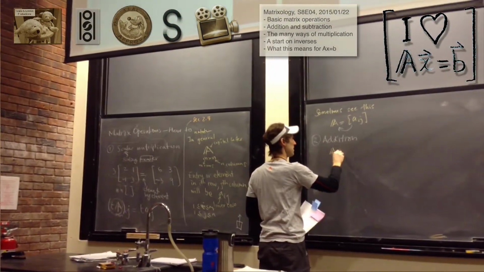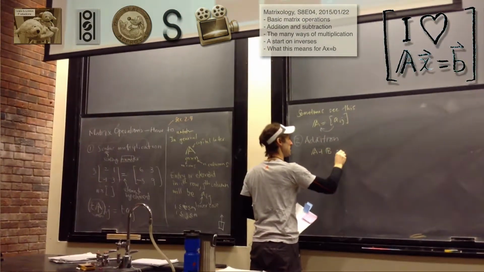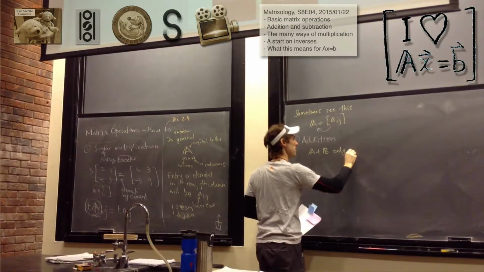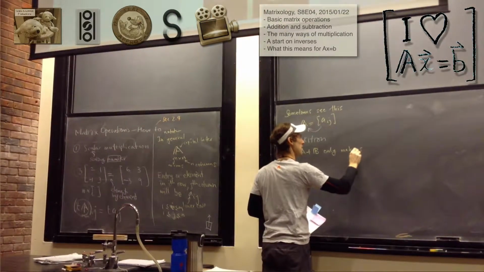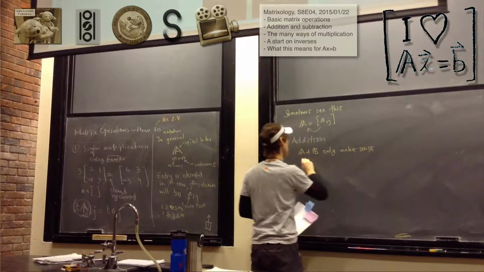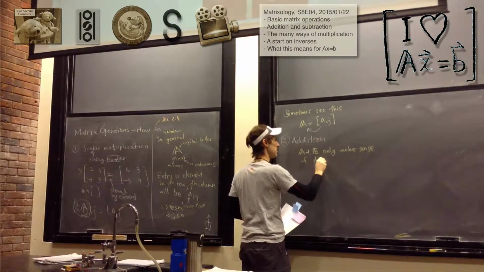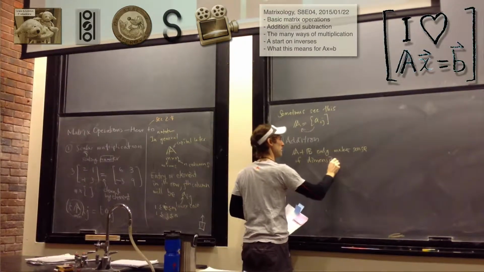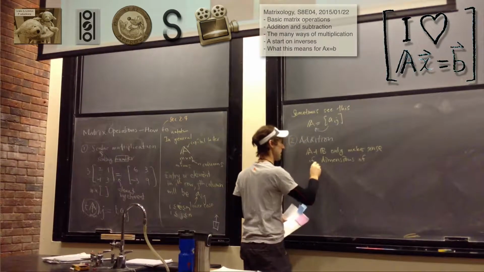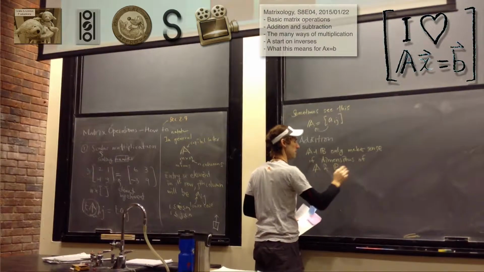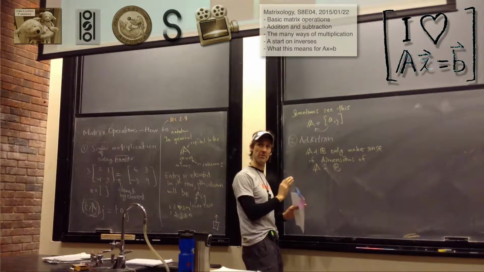Also exciting. I know. All right, so addition. So A plus B only makes sense, it's only possible, if the dimensions of A and B are the same, right? So this is a simple thing. So we're warming up to multiplication because that's a hard thing.